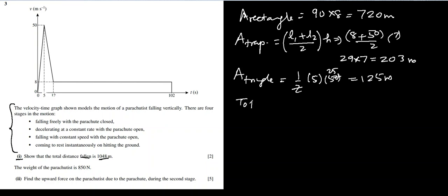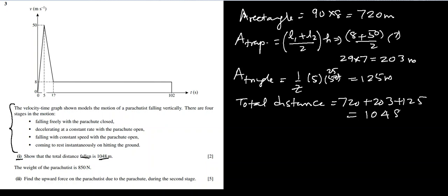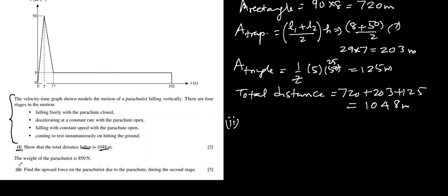So total distance will be 720 plus 203 plus 125 comes out to be 1048 meters, and that's what they asked us to show. Let's go to the second part. What does the second part say? The weight of the parachutist is 850 newtons. Okay. Find the upward force on the parachutist due to the parachute during the second stage.